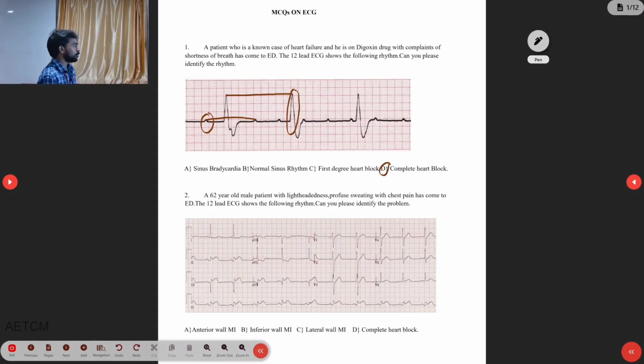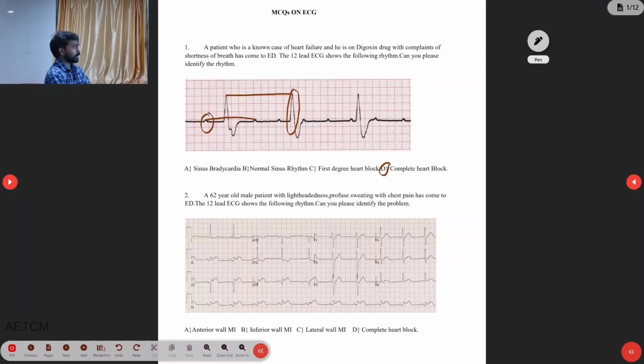A 62-year-old male patient with lightheadedness and profuse sweating with chest pain has come to ED. The 12 lead ECG shows the following rhythm. Can you please identify the rhythm? This is the second question. If you see the answers, first one is anterior wall MI, second one, that is B option, is inferior wall MI, third option is lateral wall MI, fourth, that is D option, is complete heart block.